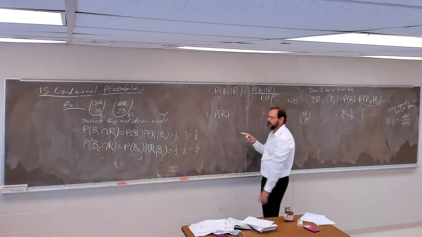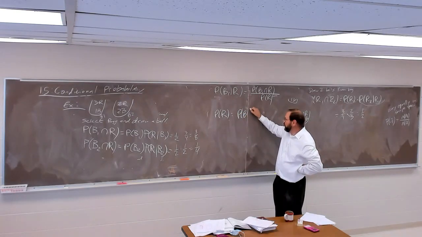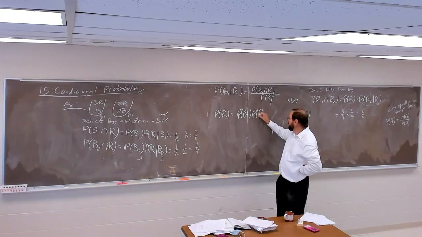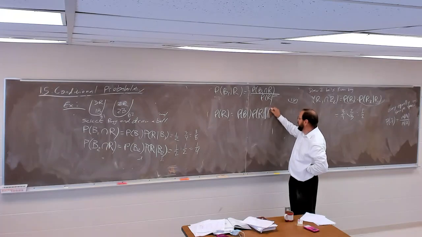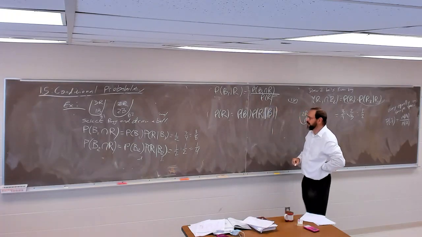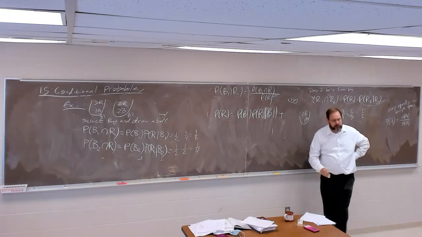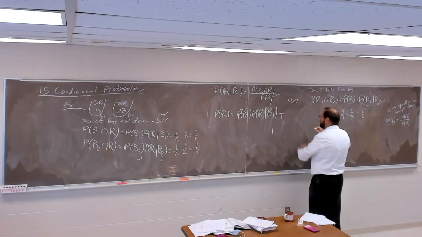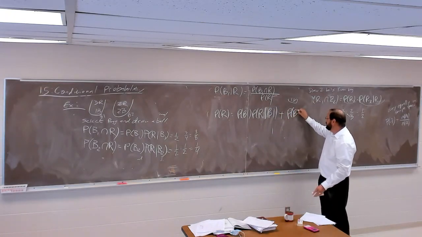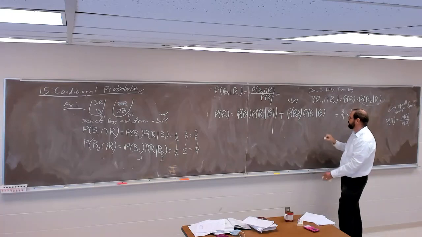And I'll say it's the following. It's the probability I draw bag 1 and the probability I get a red given I drew bag 1, right? That's one way I could draw a red ball. Or I could have drawn bag 2 and then the probability of red given bag 2.